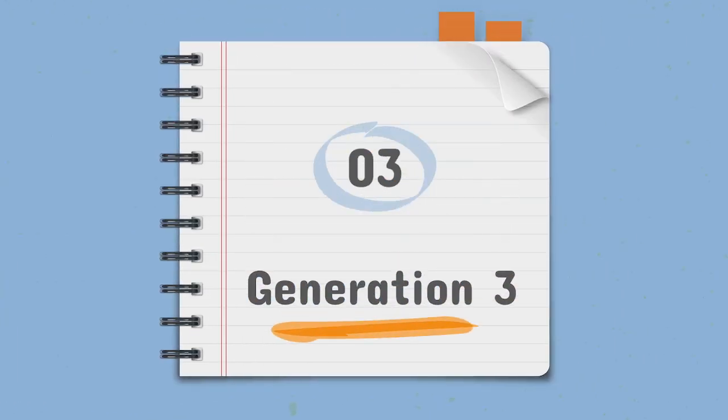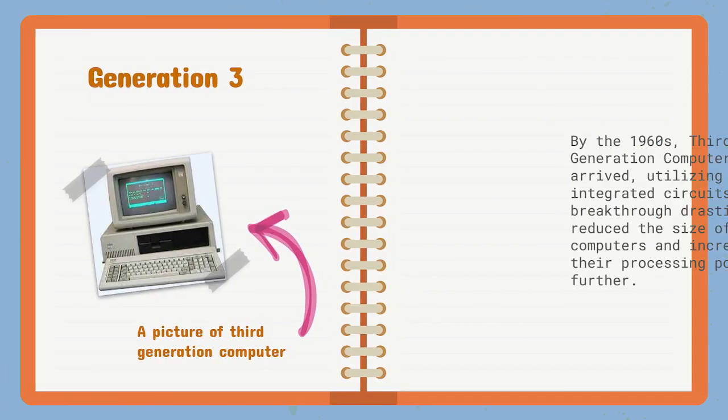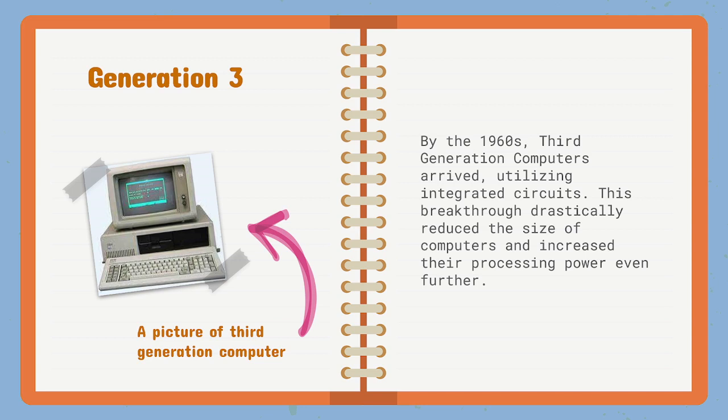The third generation. Oh no, we don't have a picture right now, but let's just see the picture. It's very small, very compact, we can maybe lift it up and bring it everywhere. As we can see, it's very small. Yes, this is the picture of the third generation computer. It seems familiar because it's almost the same as our generation.